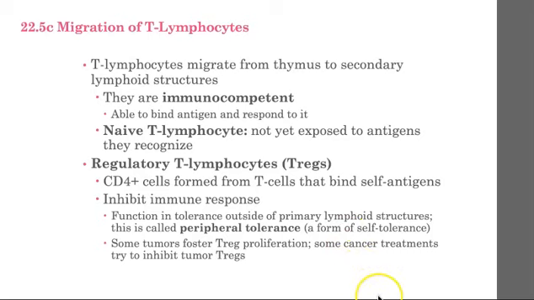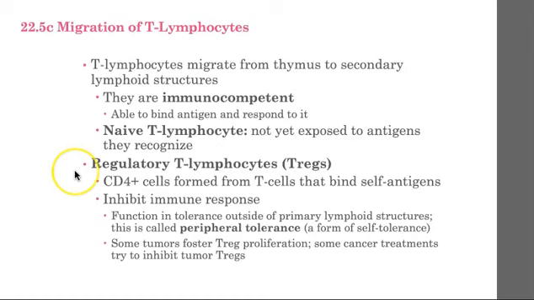So our T cells then migrate from the thymus to secondary lymphoid structures. Remember, that will include things like the spleen, our lymph nodes, our tonsils, and they are immunocompetent, meaning they're able to bind to an antigen and be able to respond to it, to have an immune response, that is. So if they have not come into contact with an antigen yet, and they're just hanging out in the secondary lymphoid structures, we call them naive T cells. And it isn't until we come into contact with an antigen that that cell becomes active.